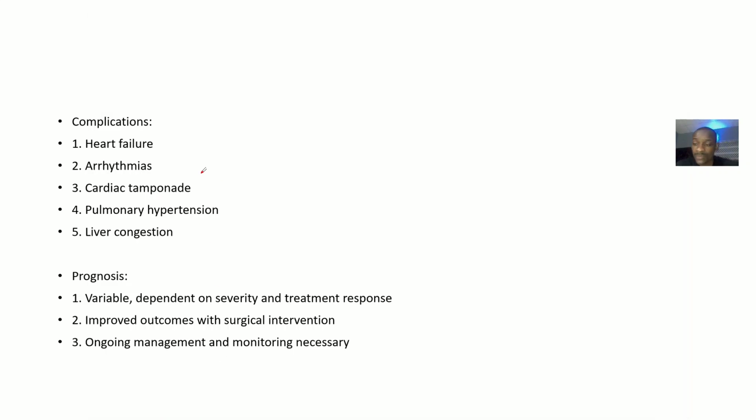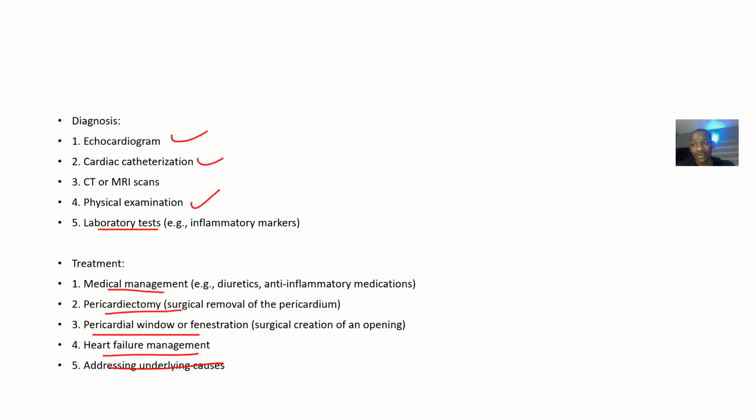Complications. Constrictive pericarditis could result in heart failure, arrhythmias, which is where the heartbeat is not regular like we know. It could result in cardiac tamponade, pulmonary hypertension, and liver congestion, right? The prognosis is variable depending on the severity and how the treatment went, right? Usually there are improved outcomes with surgical intervention, because this is more of a surgical problem, right?